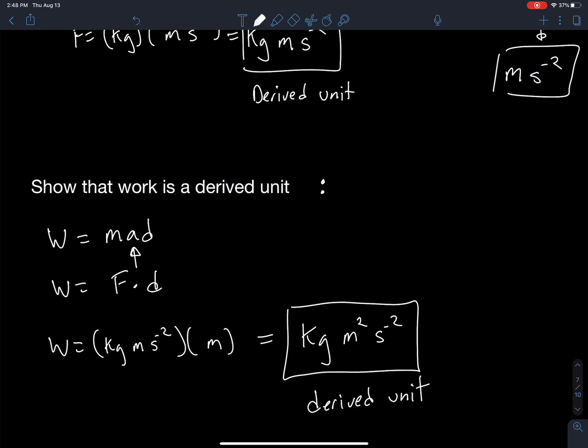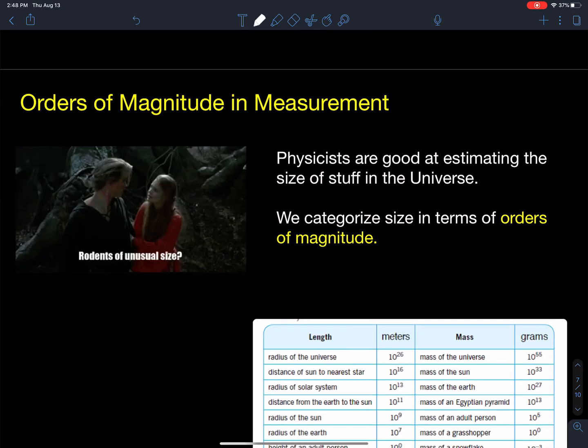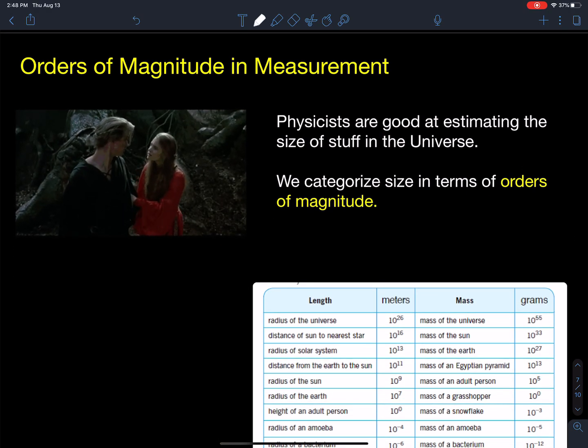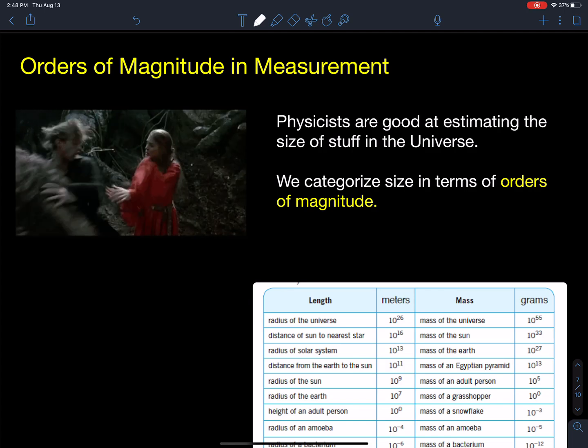Now, you can stop the video here to take a break, but you know what? I'm just going to keep it going. The next section that we talked about in our lessons today is orders of magnitude and measurement. You had a little quiz about that.